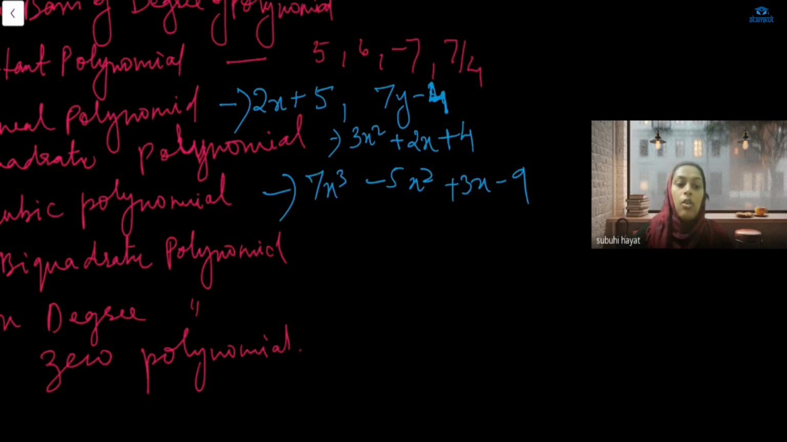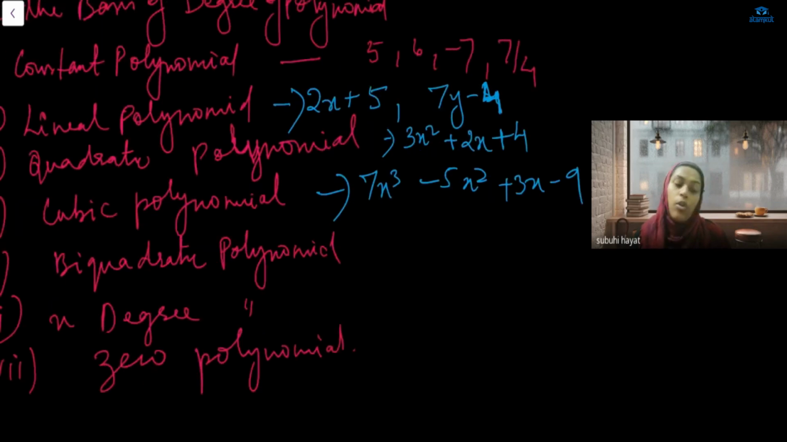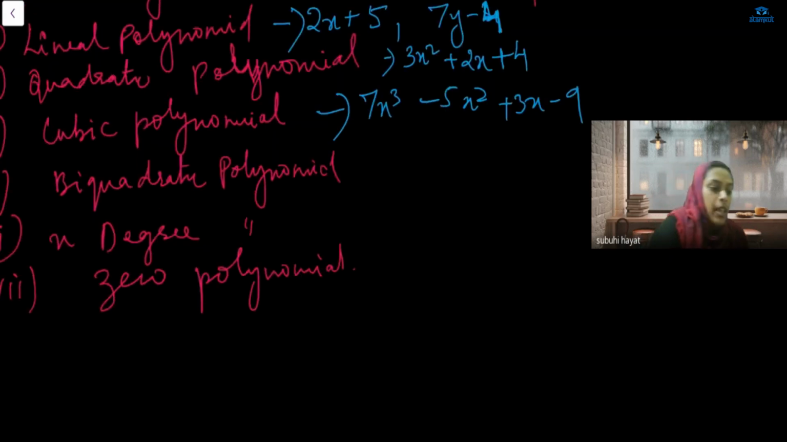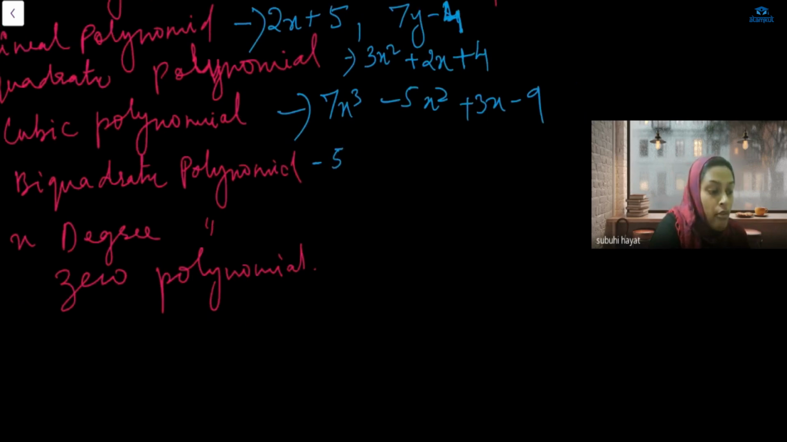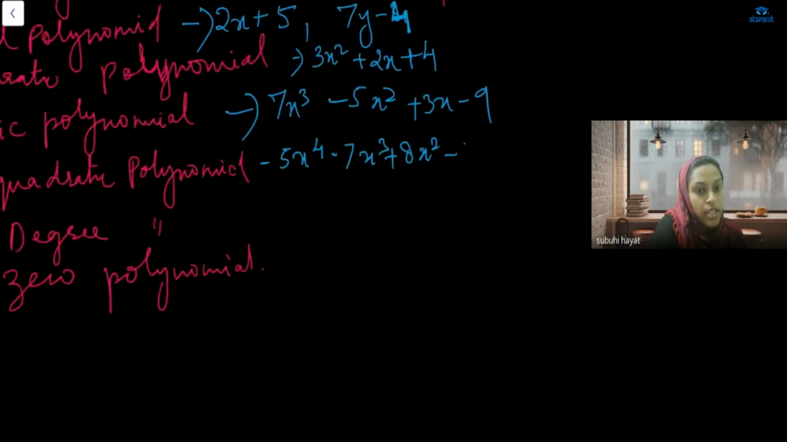Okay, now comes the biquadratic polynomial. What is biquadratic? A polynomial of degree 4 is called a biquadratic polynomial. Now we can see an example here. The highest power will be 4, since the degree should be 4. x to the power 4 plus x cubed plus 8x squared minus 12x minus 10.